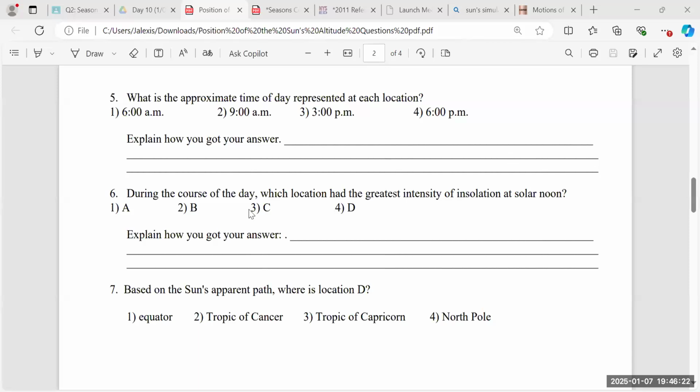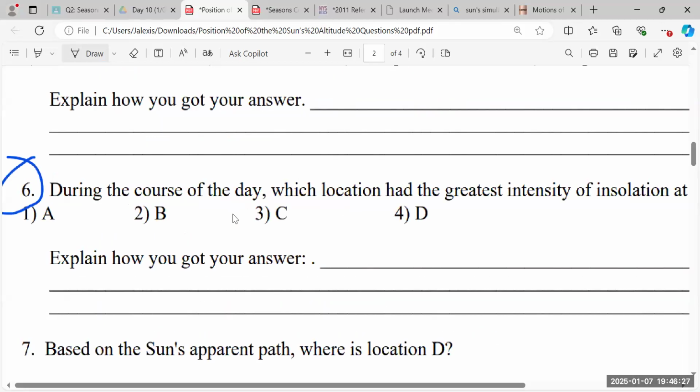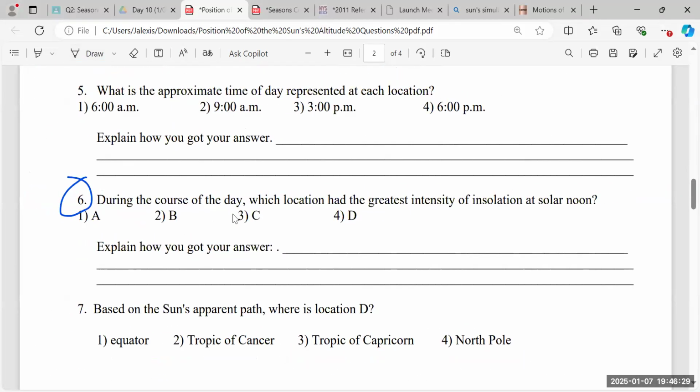All right, number 6. We're looking at number 6. Number 6 says, during the course of the day, which location had the greatest intensity of insolation at solar noon? So once again, we're seeing greatest intensity of insolation, right? Intensity of insolation talks about the amount of energy that comes from the sun. So which location had the greatest amount of energy that comes from the sun, right?